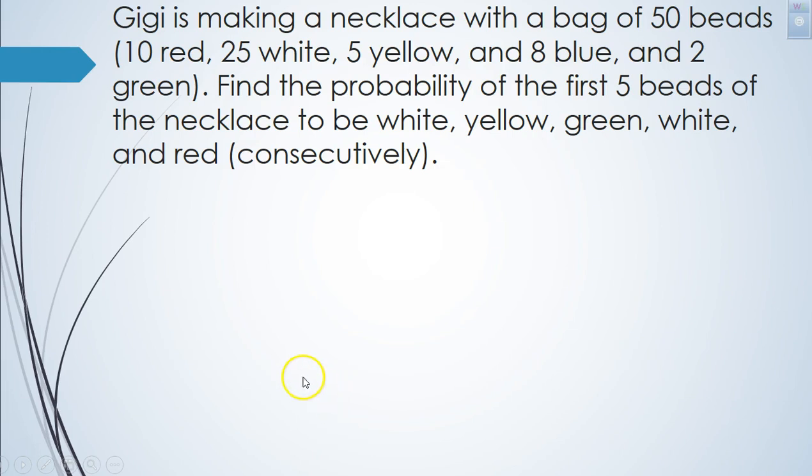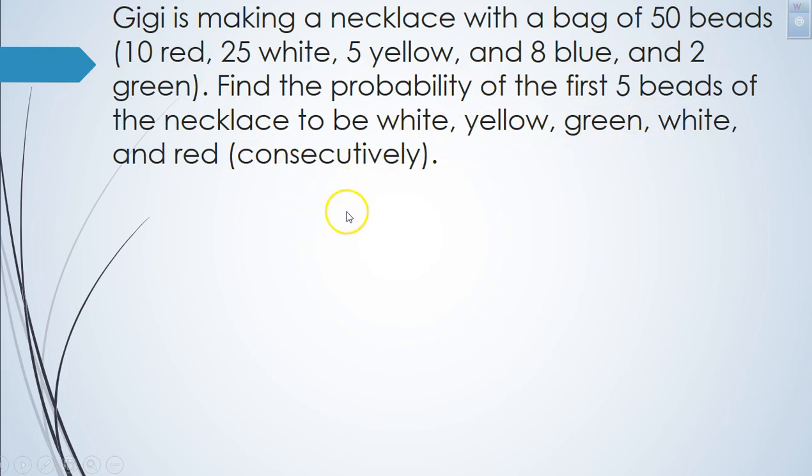Here's our last one. This one was a little tricky, so I kind of wanted to go over this with y'all. Gigi's making a necklace with a bag of 50 beads: 10 red, 25 white, 5 yellow, 8 blue, and 2 green. Find the probability of the first 5 beads of the necklace to be white, yellow, green, white, and red consecutively. That means they got to be in this order, y'all.